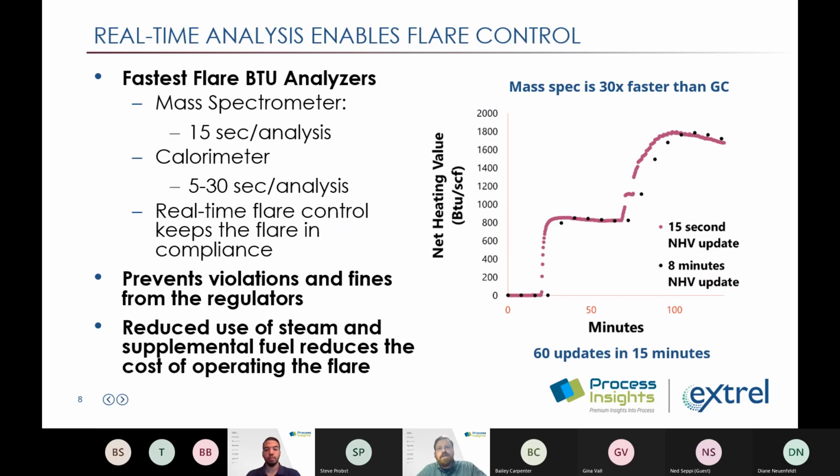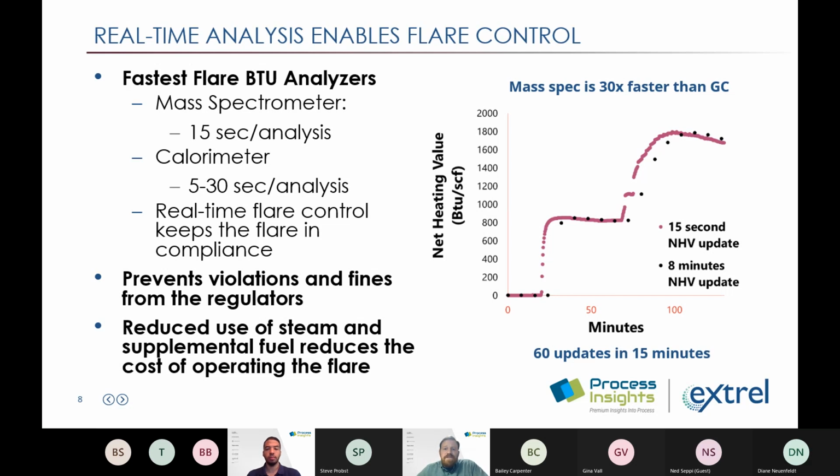And you can see on the chart that over the course of 150 minutes or so, there's about 20 updates that they get from the GC, kind of spread out through that period, compared to the mass spec, which is giving an update every 15 seconds. So 8 minutes with the GC, 15 seconds with the mass spec. Typically, calorimeters for this application can come in a couple of different configurations. The analysis speed for them is going to be anywhere from 5 to 30 seconds.